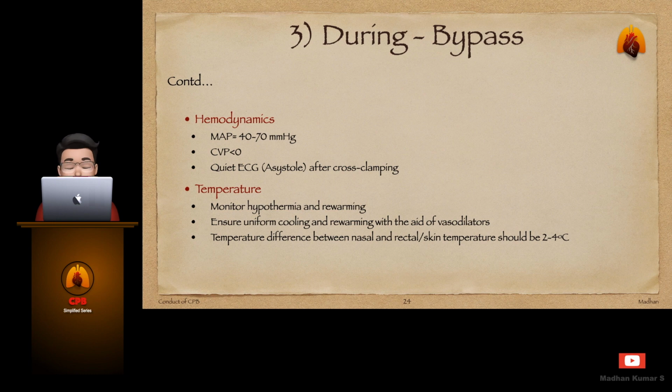Keep the ECG flat after cross-clamping. Monitor your temperature while cooling. Ensure uniform cooling or rewarming with the aid of vasodilators. Keep the temperature difference between nasal and rectal temperature with the gradient of 2 to 4 degrees centigrade.